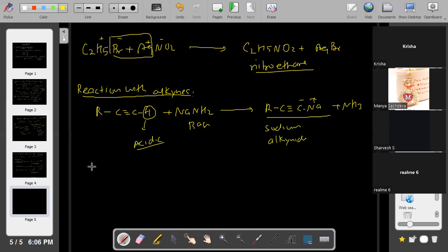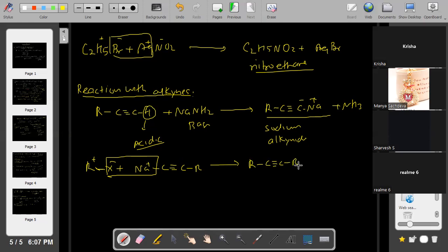Now RX reacts with the sodium alkynide. We can write it in reverse, Na C triple bond C R. Negative and positive character, it will move. Then you will get R C triple bond C R plus NaX. Okay, you got it. Both are alkyne.